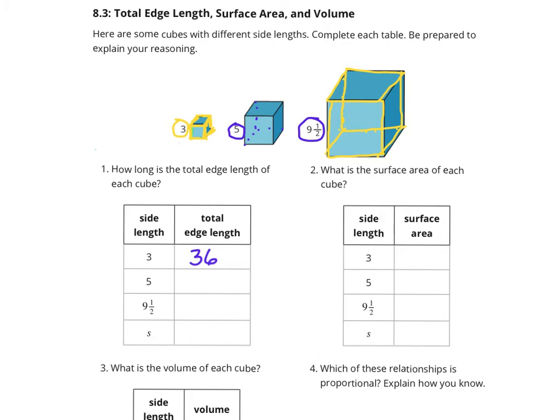Now when you're done, it's saying, what if the length of the side of a cube was S? How would I find out the total edge length? Well, I would do 12 times that S, right? So that's called edge length for that first one. We added up all of the edges. Next question is a little bit different.